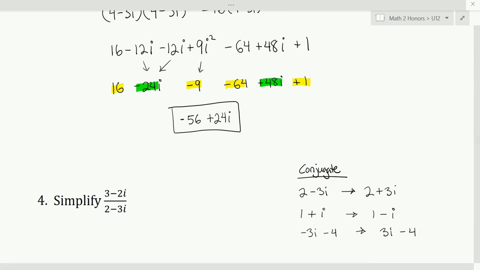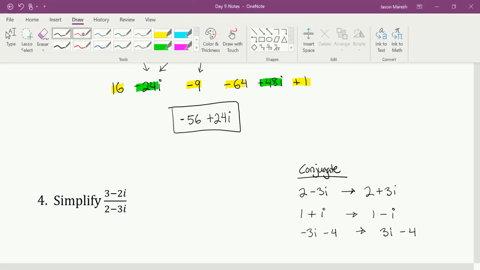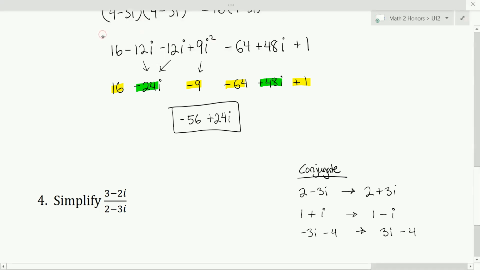Okay. So on number 4, it's the denominator that we need to change, not the numerator. So we want the conjugate of the denominator. So it'd be 2 plus 3i. And with fractions, we can keep equivalent fractions as long as we multiply the top and the bottom by the same thing. So you do not multiply the top by its conjugate. You're just keeping it the same as what you're multiplying the denominator by.